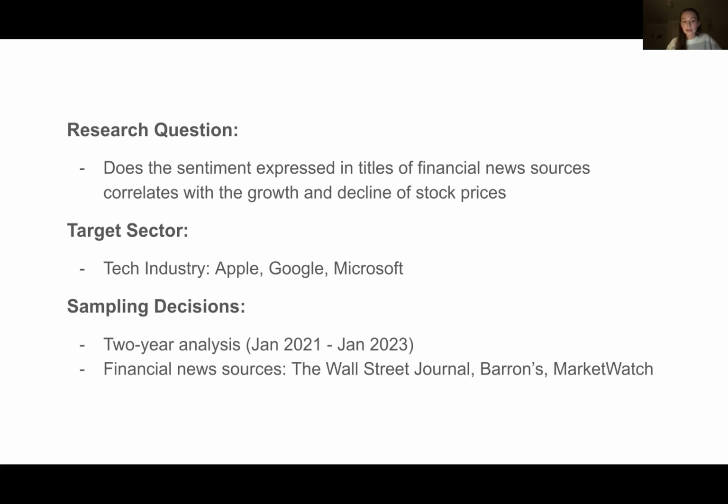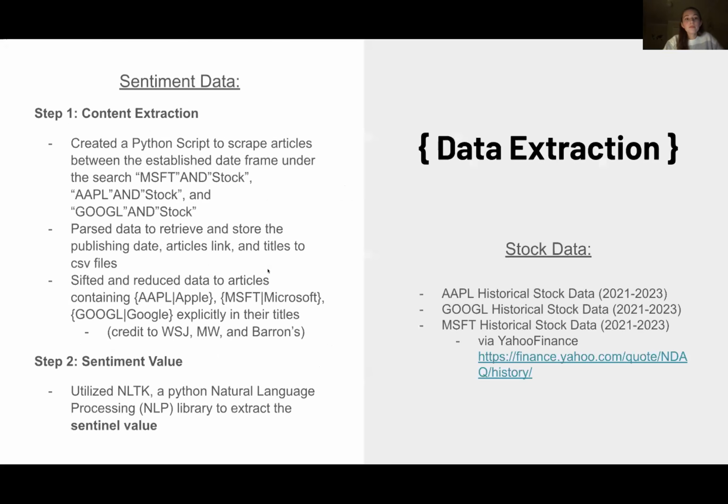The financial news sources I will be drawing my information from are the Wall Street Journal, Barron's, and MarketWatch. To break down the data, there were 2 big steps in my data extraction: the sentiment data, and the stock data. I was able to get the stock data from Yahoo Finance, a simple historical stock data set that I was able to extract and modify.